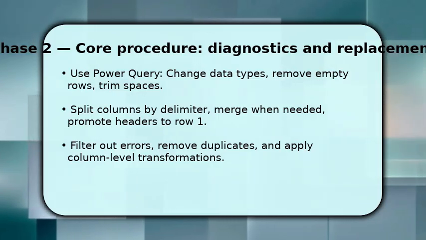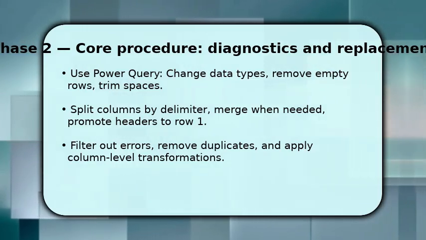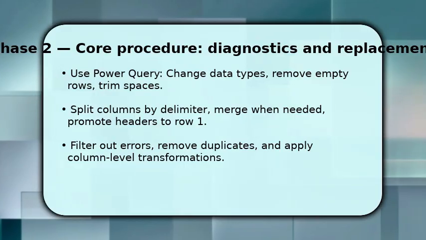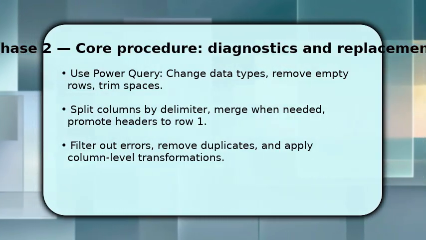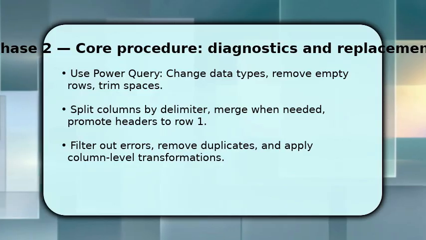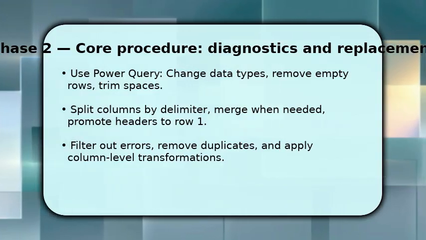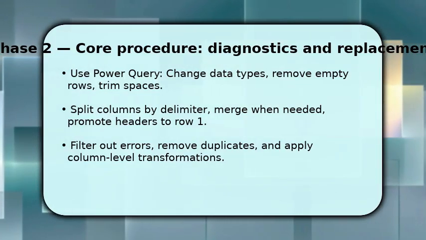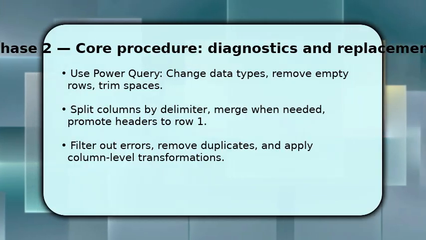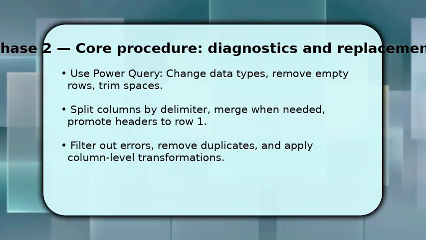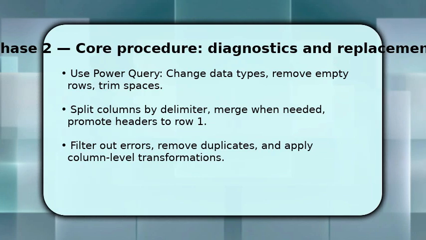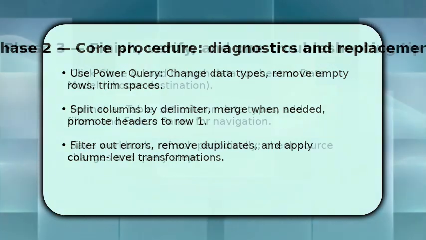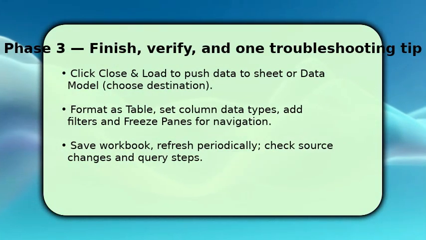Change data types first, because numbers or dates imported as text break calculations later. Trim whitespace and remove empty rows to tidy the dataset. Split or merge columns when delimiters or combined fields exist, and promote the first row to headers so Excel recognizes column names. Once transformations are set, apply filters, remove duplicates, and validate a few sample records to confirm correctness before loading back. You finish by loading the clean table into Excel.